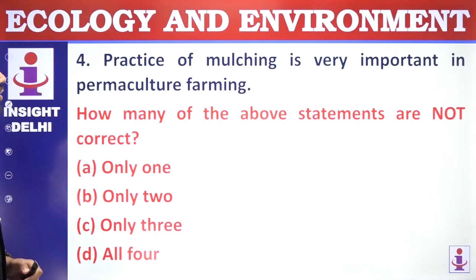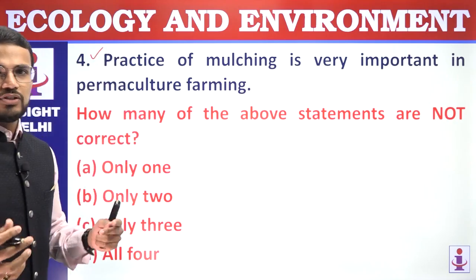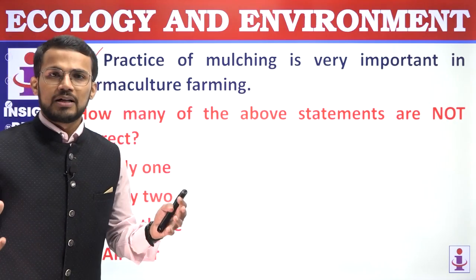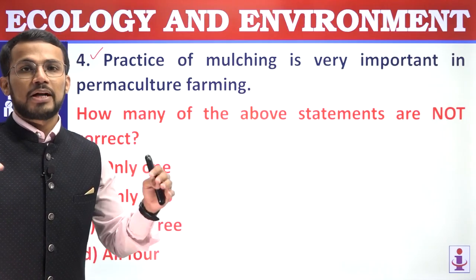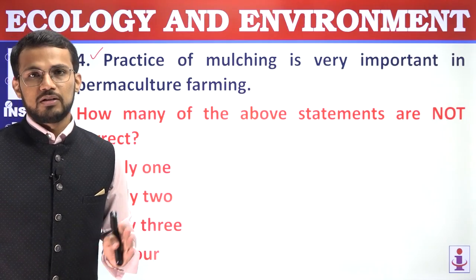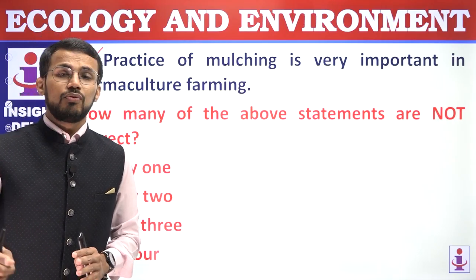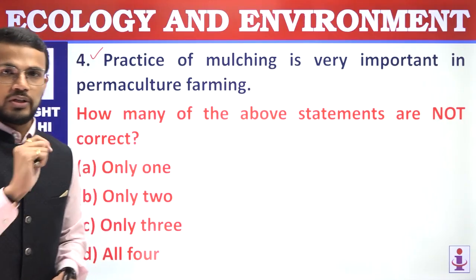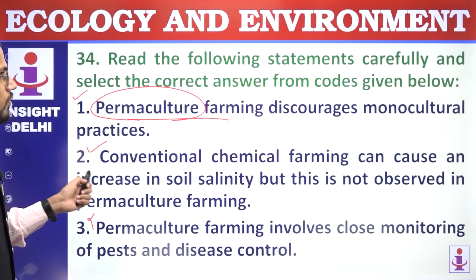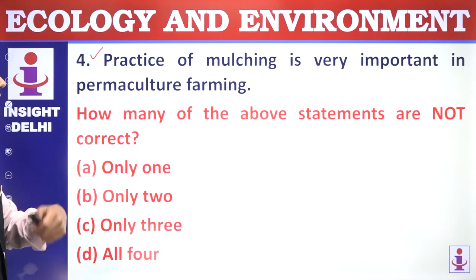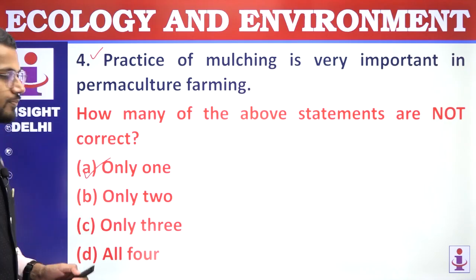Fourth, the practice of mulching is very important in permaculture farming, right? So mulching, that means fallen leaves, branches, etc., will occupy the soil surface, and that practice is important in permaculture because it reduces the evaporational loss of water from soil. So only the third statement is incorrect. We are supposed to find out how many statements are not correct, and that means the answer is A, only one.